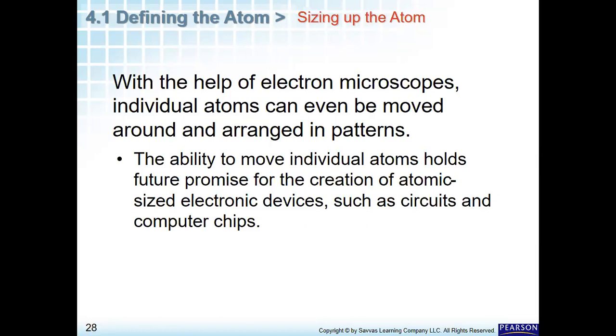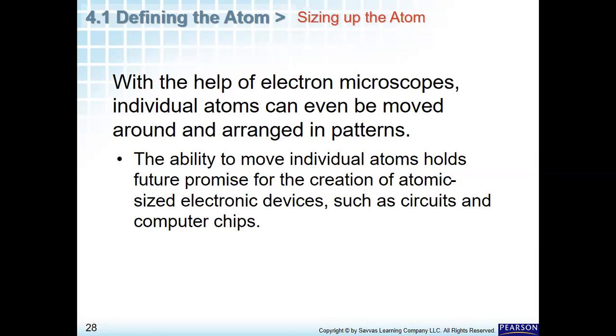medical analysis. With the help of electron microscopes, individual atoms can even be moved around and arranged in a pattern. And the ability to move individual atoms holds future promise for the creation of atomic-sized electronic devices such as circuits and computer chips. And that's made up of silicon, as we said before, guys. And the silicon here can also be used for solar cells.